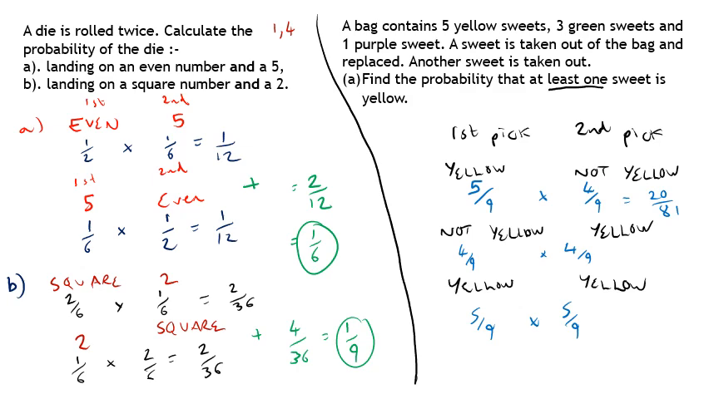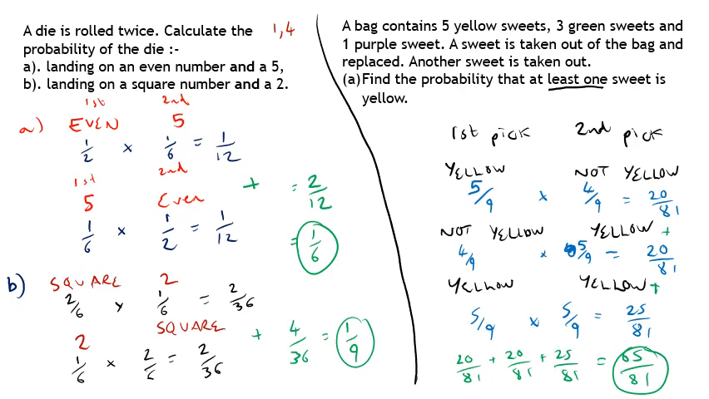I've made a mistake here, haven't I? That should say 5, sorry about that, year 10. This is also 20 over 81. And this here is 25 over 81. So to get my final answer, we add these options together. So it's 20 over 81 plus 20 over 81 plus 25 over 81, which gives me the final probability of 65 over 81. And that there is the answer.